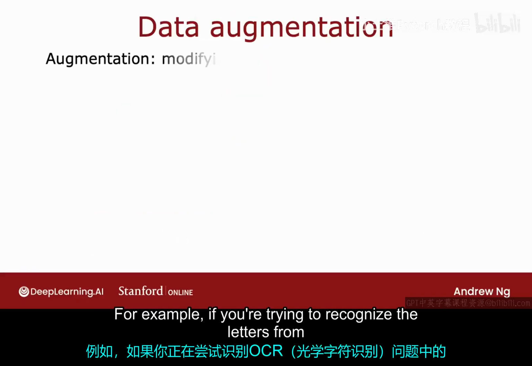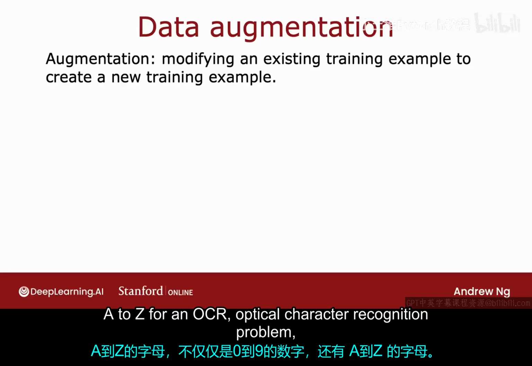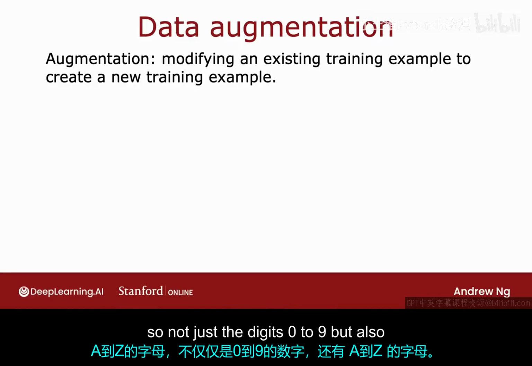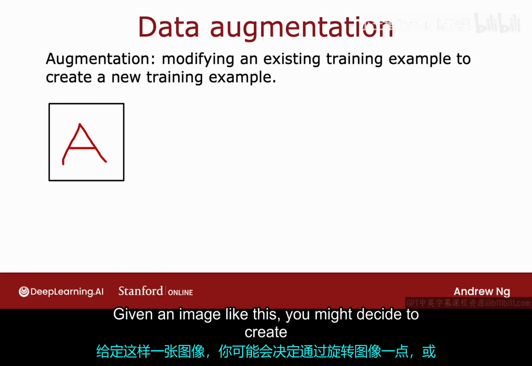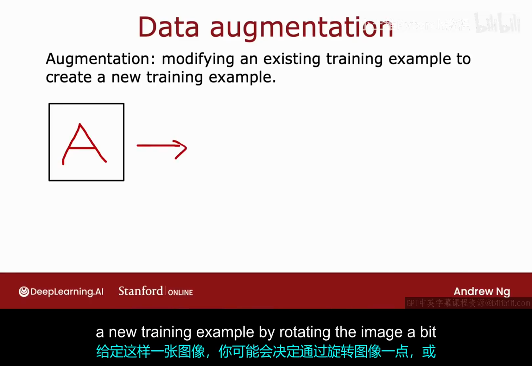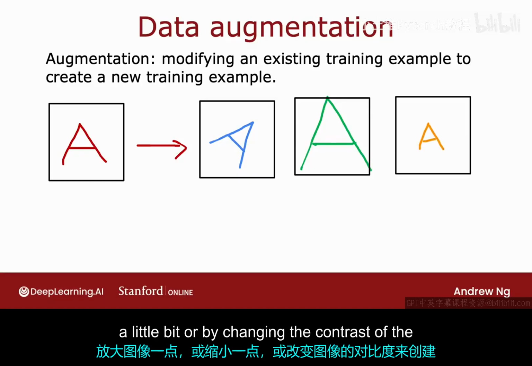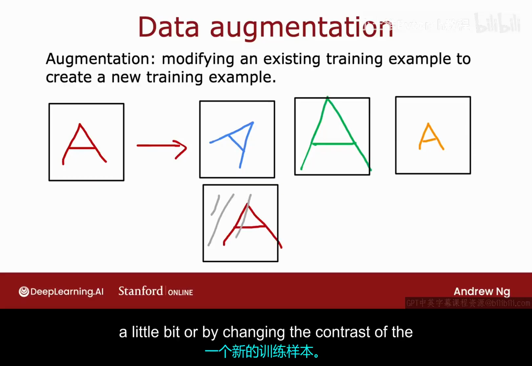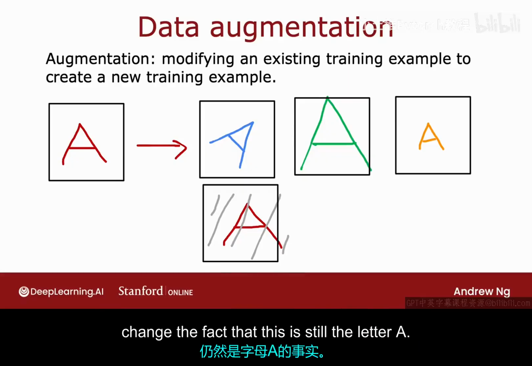For example, if you're trying to recognize the letters from A to Z for an OCR, optical character recognition problem, so not just the digits 0 to 9, but also the letters from A to Z, given an image like this, you might decide to create a new training example by rotating the image a bit, or by enlarging the image a bit, or by shrinking it a little bit, or by changing the contrast of the image.